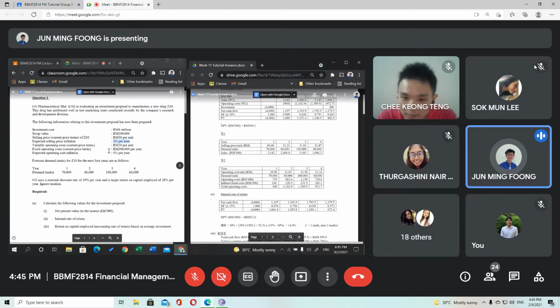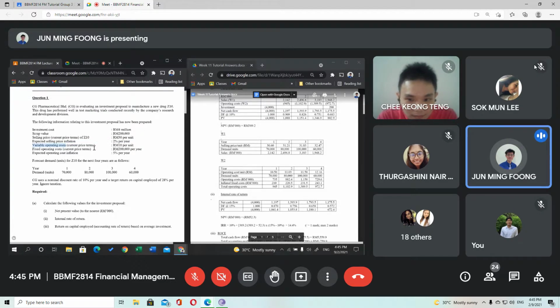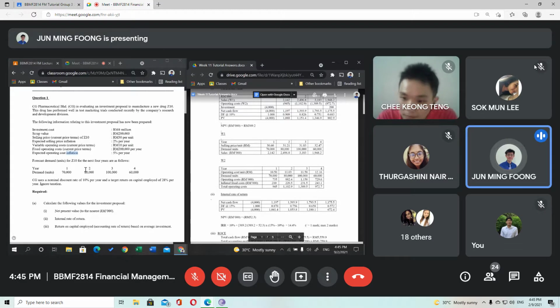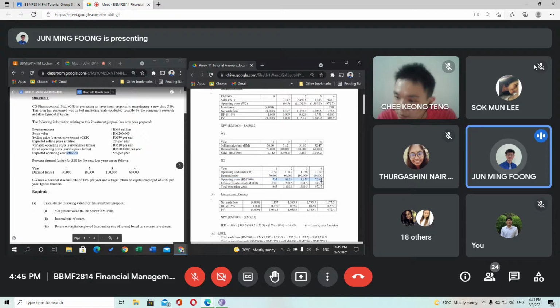As the question is saying, given that the variable operating cost is 10 ringgit per unit, we need to include the inflation rate of 5% per year to calculate the operating cost per unit variable cost. So multiply with the demand as the question given, and you will find out these four figures for each of the years.